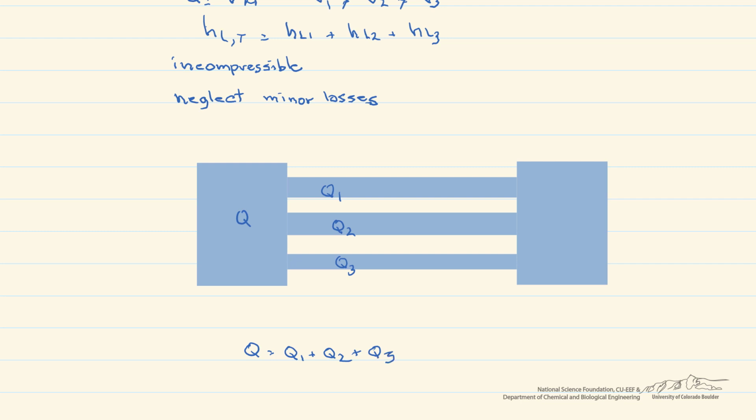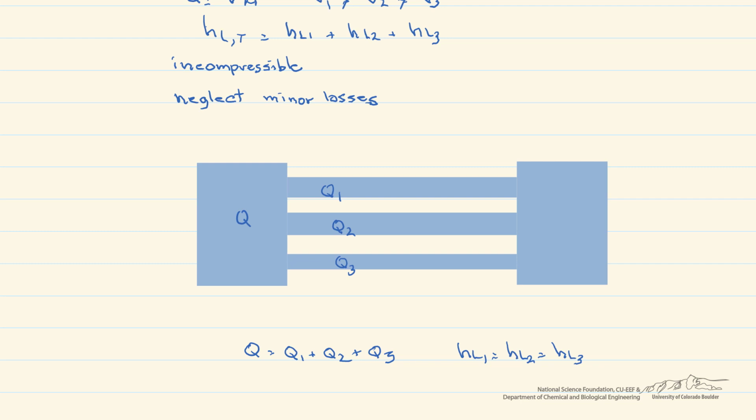However, if the energy balance is done over the whole system and the head loss encompasses all the pipes, what you'll find is that the head loss in pipe 1 is equal to the head loss in pipe 2, which is equal to the head loss in pipe 3.